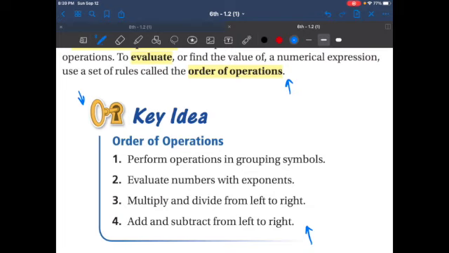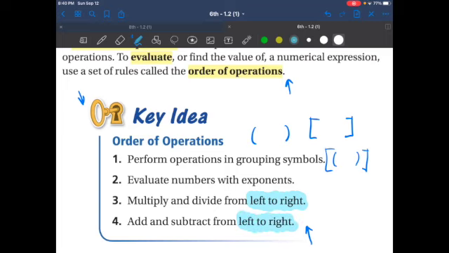Order of operations. Perform operations in grouping symbols. You can have parentheses and you can also have brackets. So know the difference. This is a parenthesis. This is a bracket. Evaluate the numbers with exponents. Multiply and divide from left to right. This is very important. How do we do multiplication and division? We do it from left to right. And then how do we add or subtract? We do it from left to right. All right, let's see if we could put this into practice.